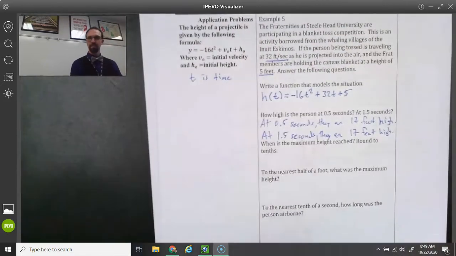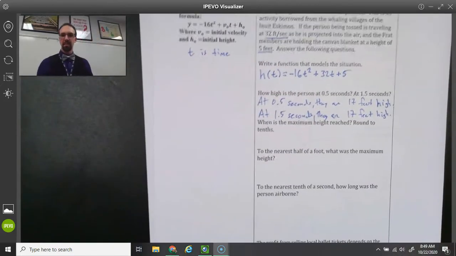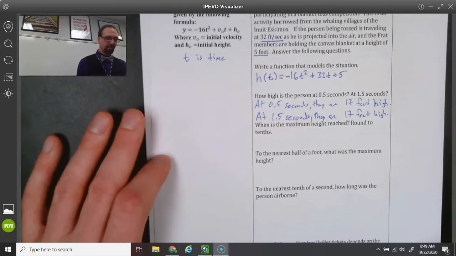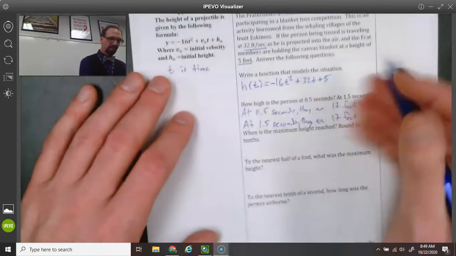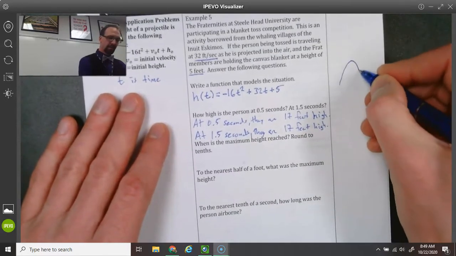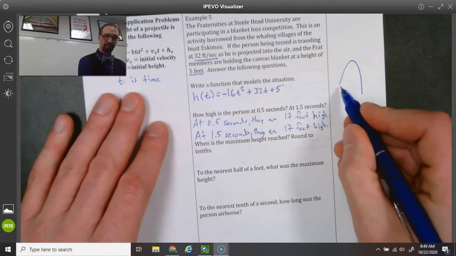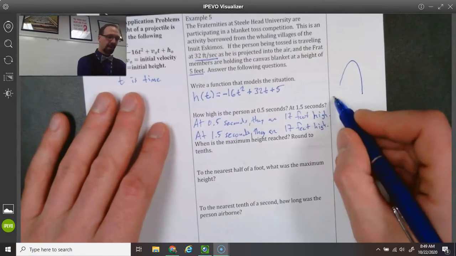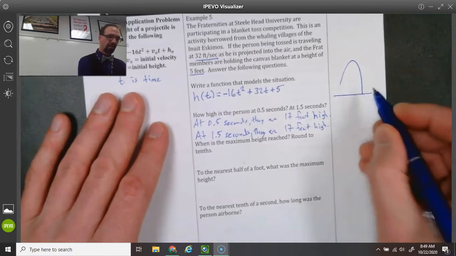What is the maximum height reached? And it says round to tenths. All right, let's think about what the maximum is. If I think about this graph, it has a negative a value. That means it's going something like this. Remember, they're starting a little bit higher off the ground, assuming hopefully the person doesn't ever hit the ground. That would be bad.